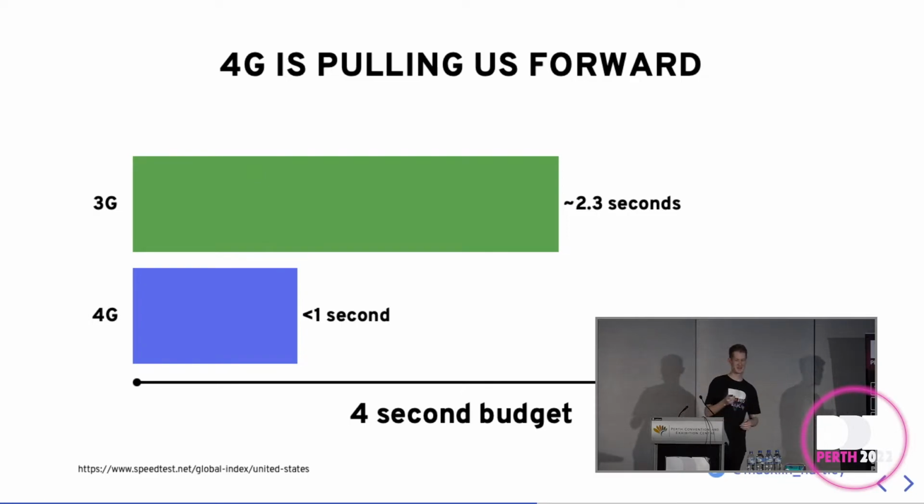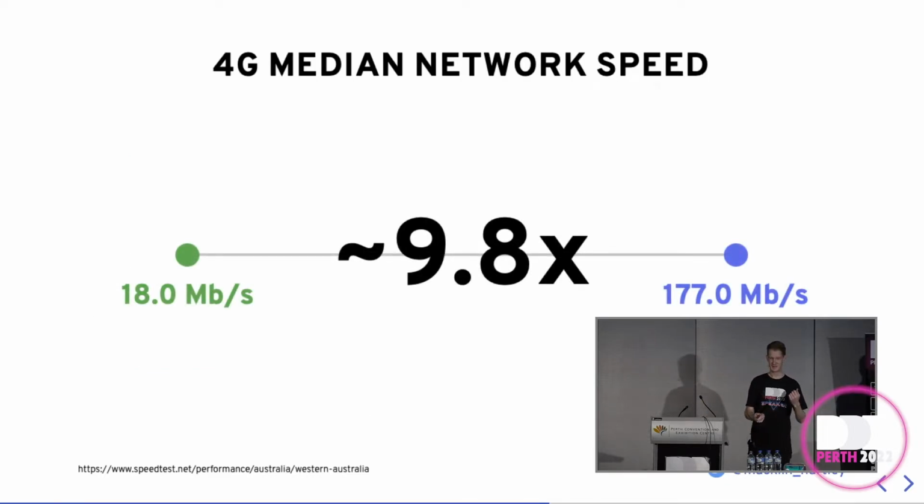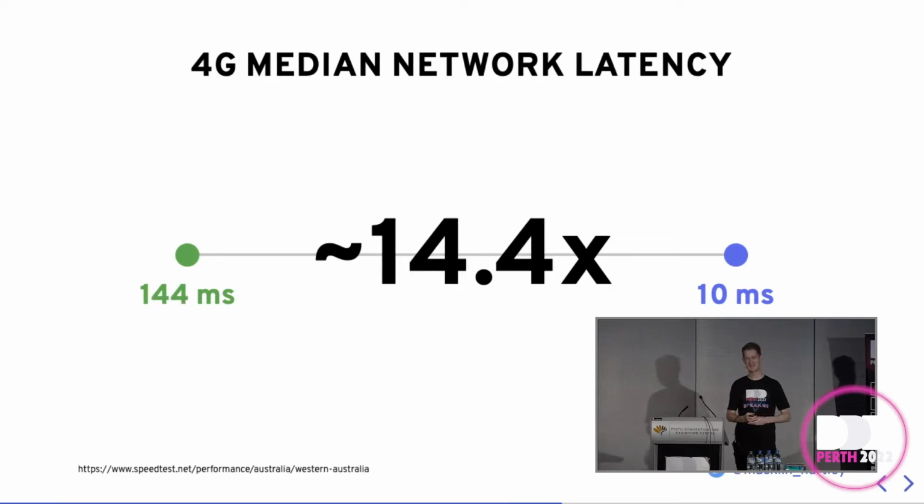But that only works under the assumption that 4G networks are evenly distributed, which they're not. If we look at the variance within WA in 4G network speeds, at the low end you've got about 18 megabytes per second, and at the high end you're talking almost 10 times higher than that. Same goes for latency. Latency can differ very significantly, particularly on 4G networks. 4G, by the way, is what the majority of devices are browsing on as well. So that is where the majority of your users with their devices are going to be experiencing this sort of variance in performance.